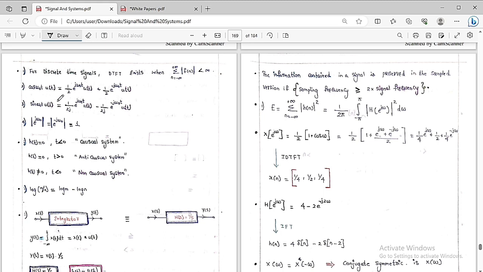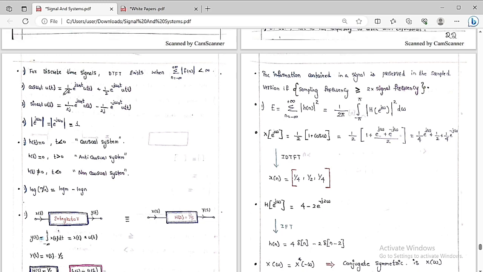Now the next important formula is cos omega naught t into u of t is equal to half of e to the power of j omega naught t into u of t plus half of e to the power of minus j omega naught t into u of t. Very simple, right? Cos omega naught t is nothing but e to the power of j omega naught t plus e to the power of minus j omega naught t by 2, multiplied by u of t. So therefore we get it like this.